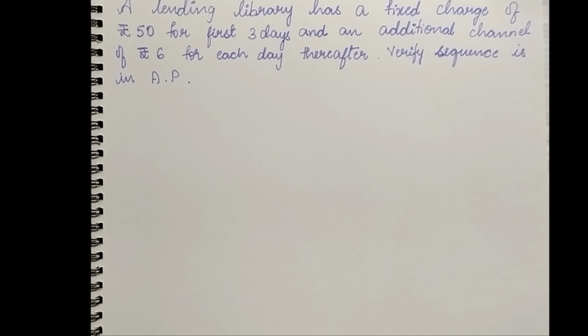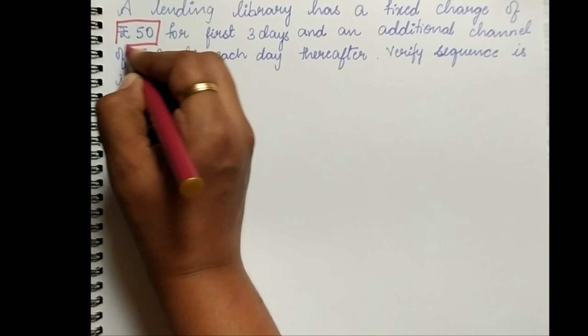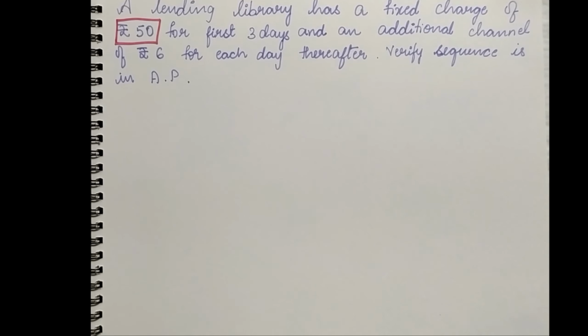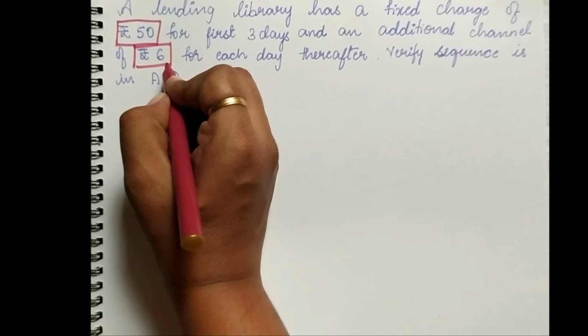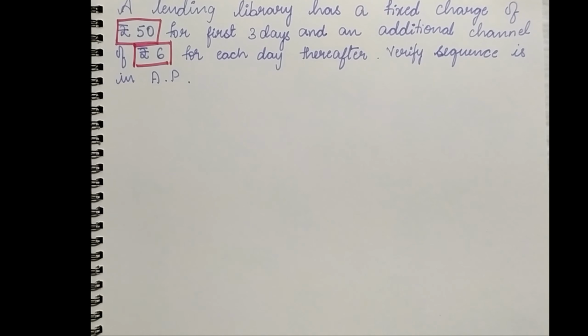Here I have a simple problem. Till now we understood what arithmetic progression is, and here is a simple problem to verify whether it is an arithmetic progression or not. Understand the question here. A lending library has a fixed charge of rupees 50 for the first 3 days and an additional charge of rupees 6 for each day after. So now we should verify whether it is an arithmetic progression or not.